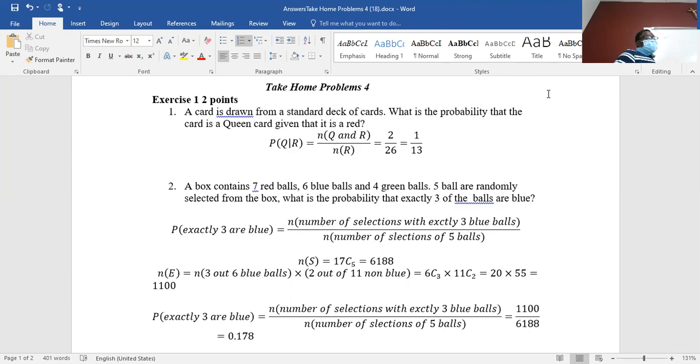You can either use your TI-83 calculator, or you can just Google a scientific calculator online. But it's better to use your calculator if you have it, to practice how to use your calculator. For 17 combination 5, you will enter 17, then math, then probability, then the key 3, and then 5.